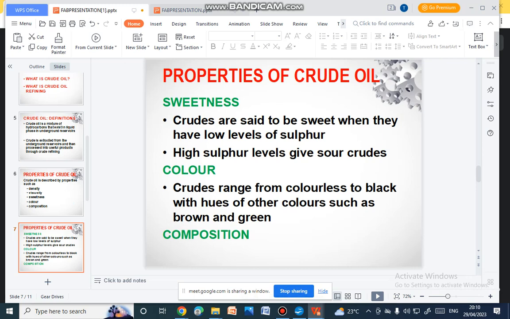Composition. What is the composition of crude oil? The main composition of crude oil is hydrocarbons. And the hydrocarbons found in crude oil cover the range of the gaseous hydrocarbons to the solid hydrocarbons. In addition, crude contains impurities such as sulfur, as we have seen before, and other substances.